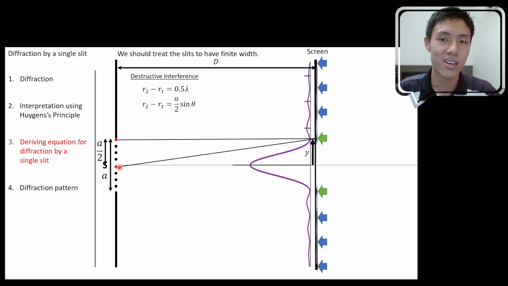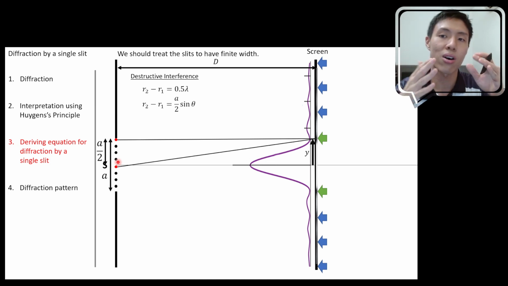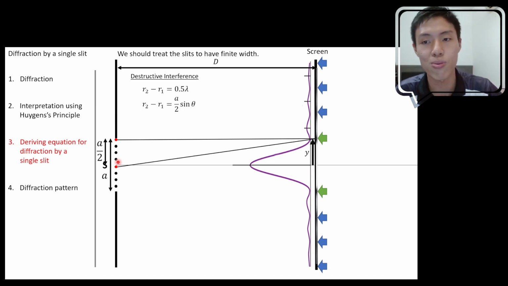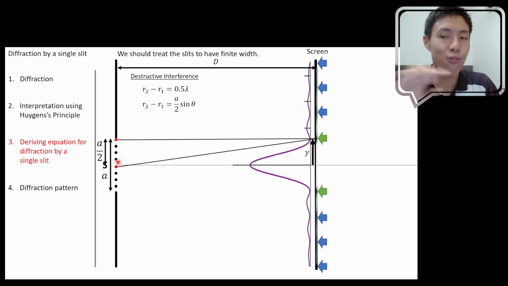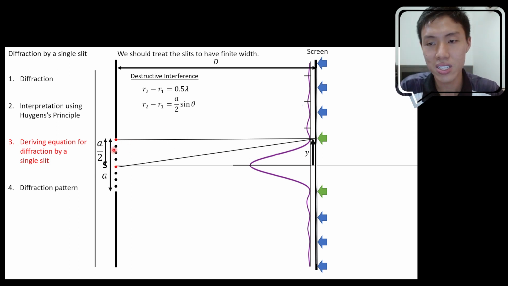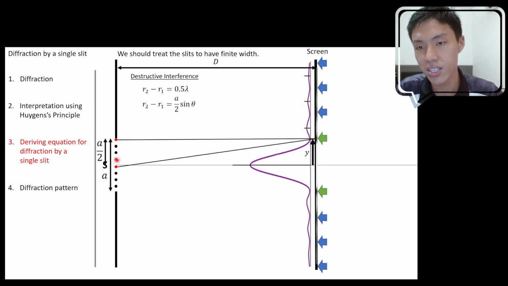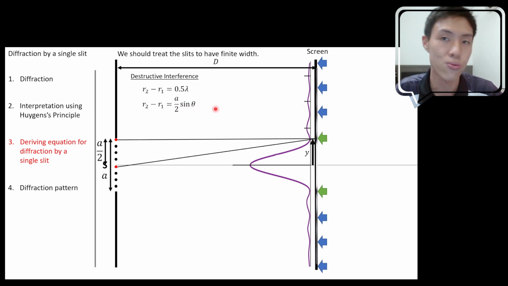Then after that, I draw a triangle for you and show how you resolve it. Then you find R2 minus R1, which is still exactly the same thing. So from that, last time this distance over here was the distance between the 2 slits. But right now, this distance over here is half of the width of the slit. So last time it was D sine theta, but right now it's A over 2 sine theta.